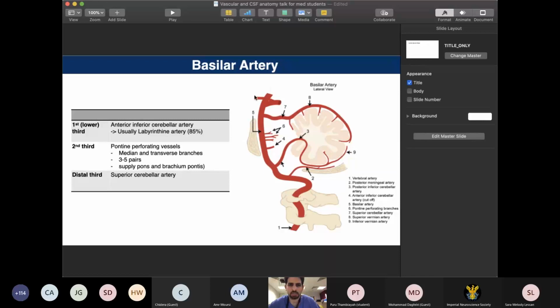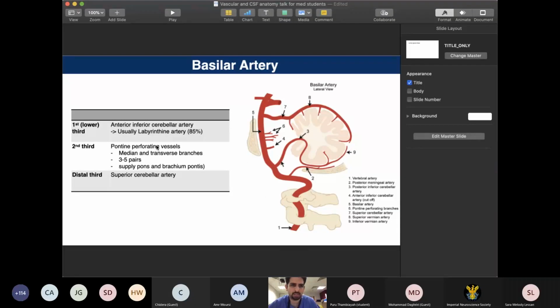The basilar artery is unmissable. It's the largest artery of the posterior circulation, and one thing to remember is that your posterior circulation does develop slightly later on in fetal development, so it isn't always as well developed as the anterior circulation, and I'll talk about that in a little while.